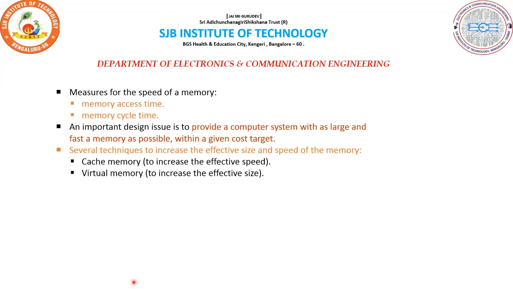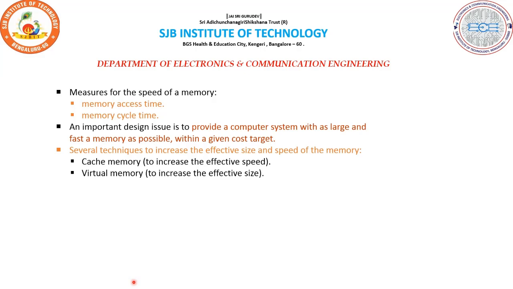For that reason, a short memory is used in between the processor and the memory, like a buffer. If the data is stored in the cache memory, then it is easy for the processor to retrieve the data without spending much time. So there are several techniques to increase the effective size and the speed of the memory. One is known as cache memory, to increase the effective speed. Another one is known as virtual memory, to increase the effective size of the memory.